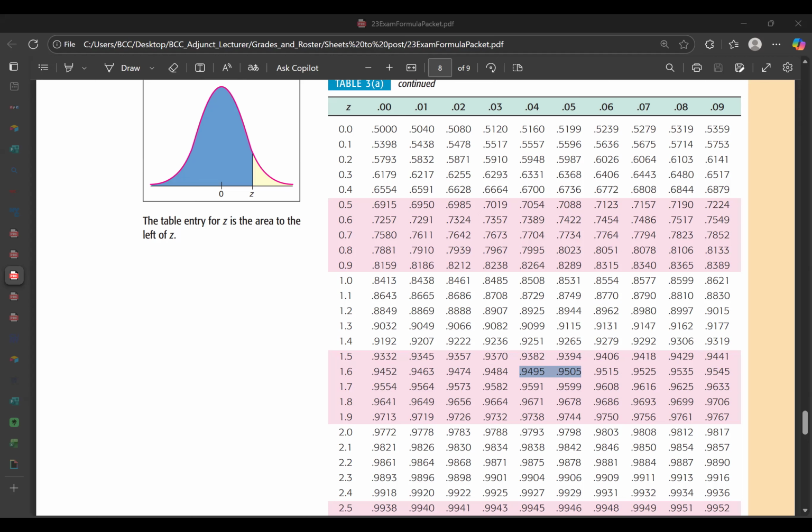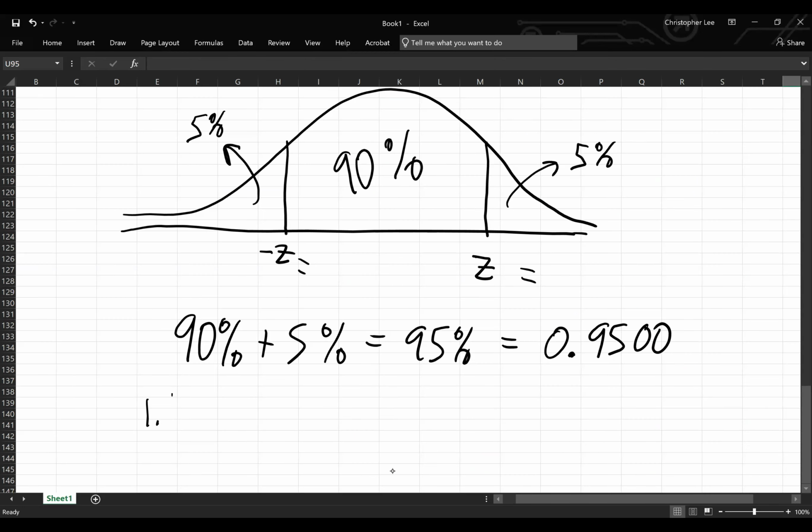So I'm going to add 1.64 plus 1.65, divided by 2, and then that's my z value. So my z value should be 1.645. And you're dividing by 2 because it's just two numbers, right? Right, I'm averaging them.